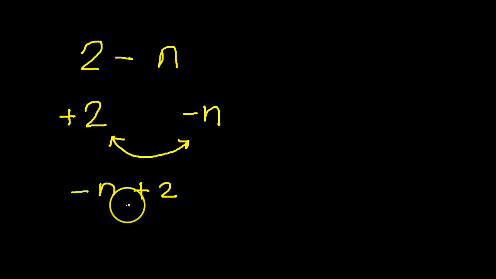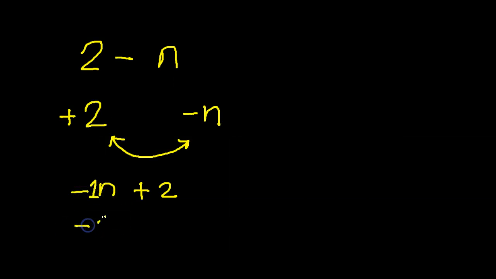But when we're talking about factoring and canceling and such, we really don't want the leading coefficient to be negative like this. So what we do is we treat this like a negative 1, and we factor out that negative 1.